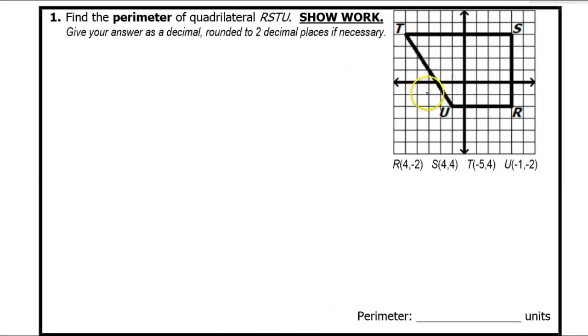Well, of course the perimeter is just the sum of all the sides. So I think I'll label all the sides. Let's say this is side number 1, and this is side 2, and 3, and 4. So let's find all these lengths. Length 1, I can just count these squares. I see 4 on the right, 5 on the left, so that's 9. Length 2 is vertical, so I can count. That is 6. Length 3 is horizontal. That is 5.